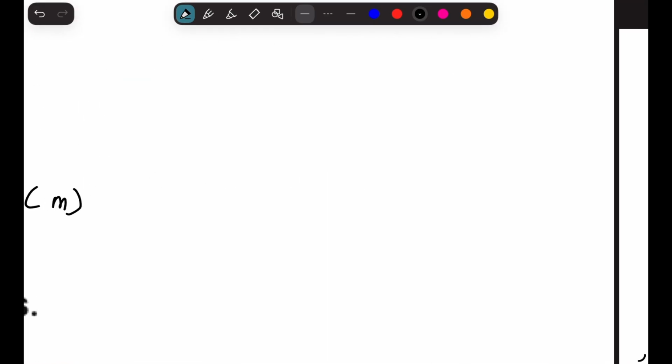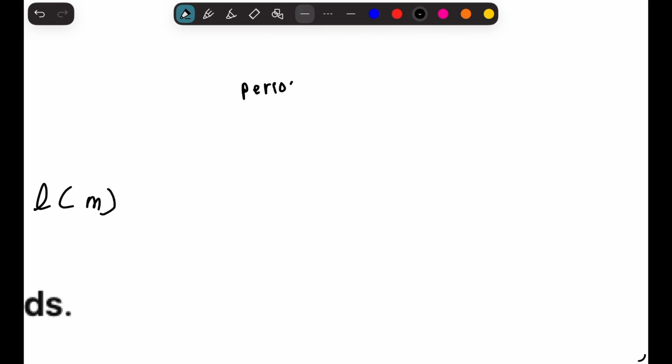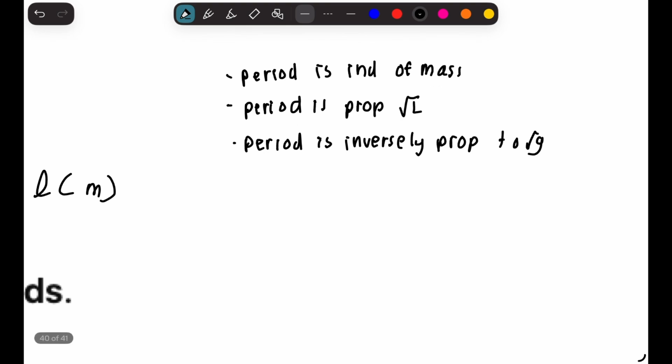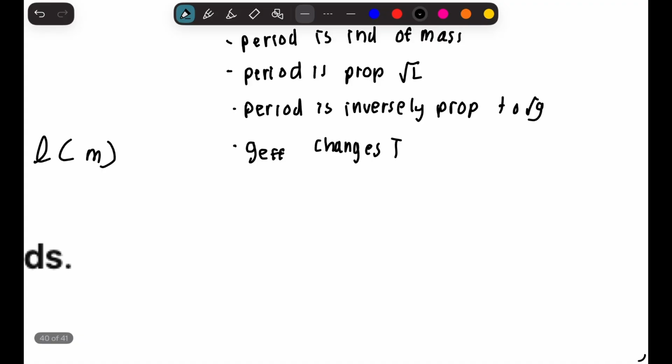So I want to recap here. Period is independent of mass because it's not in the equation. Period is proportional to the root of L. Period is inversely proportional to the root of G. Might as well just say proportional to the root of L. And G effective changes your T because it's in the formula.